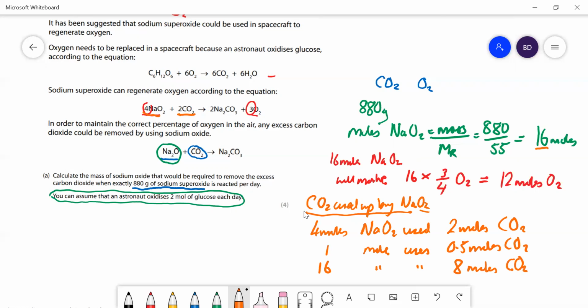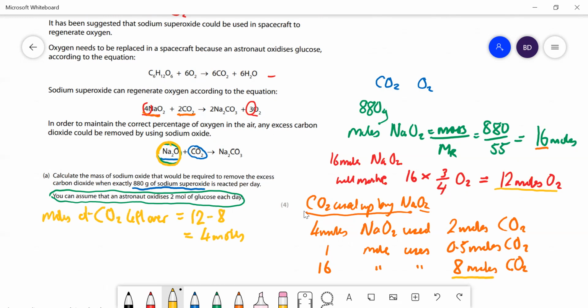But let's see what that means, right, when we generate 12 moles of oxygen, we need to be using up 12 moles of CO2. We're not using up 12 moles, we're only using up 8 moles. So moles of CO2 left over is 12 minus 8, which is 4 moles. And that's got to be dealt with by the sodium oxide.